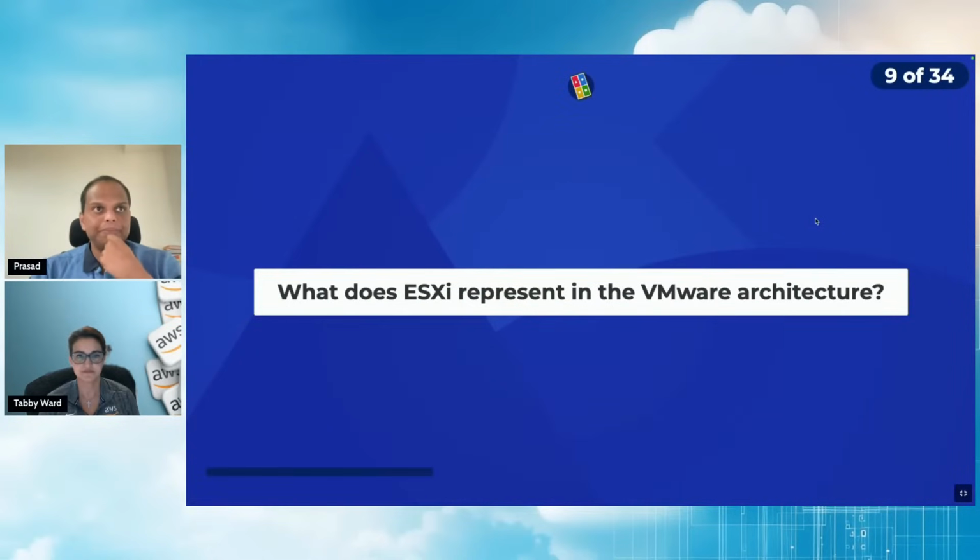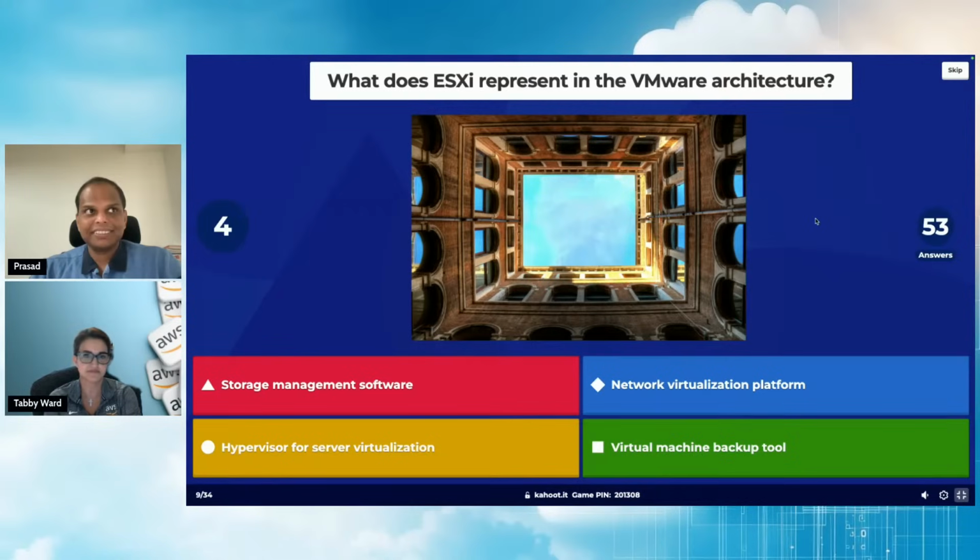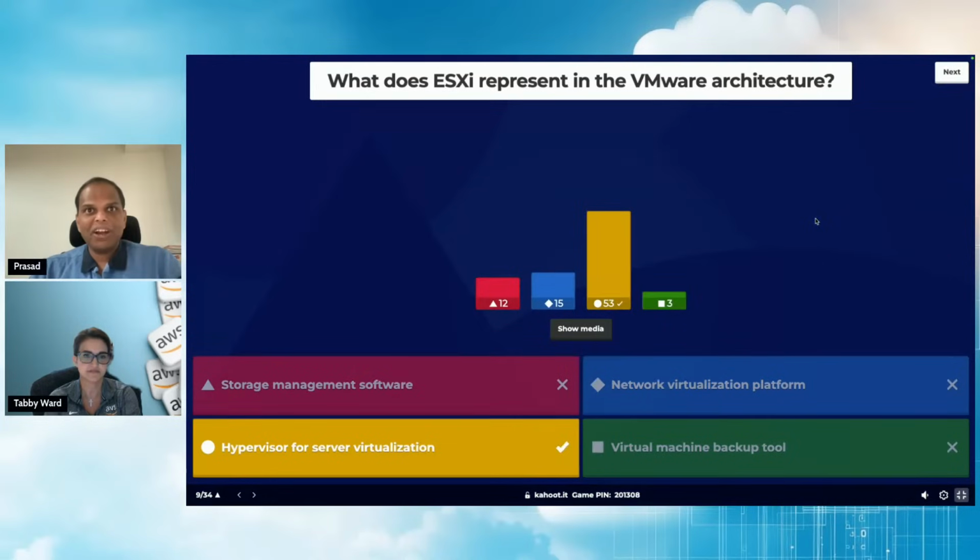Okay, cool. What does ESXi represent in VMware architecture? I think, Tabby, you explained it really well. Let's see. 15 more seconds for people to answer. 10 more seconds. Okay, we got around 80 people answering. Good job. Hypervisor for server virtualization is the right answer. Yes, that's exactly right.